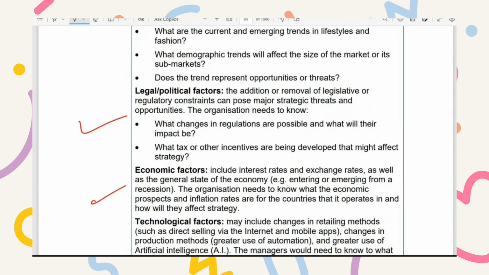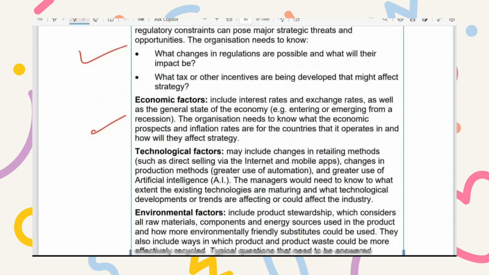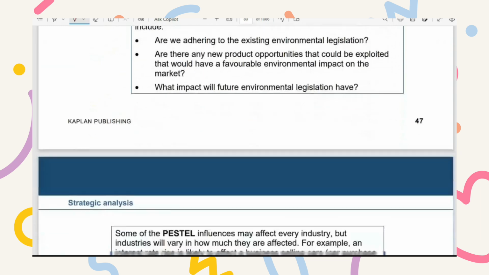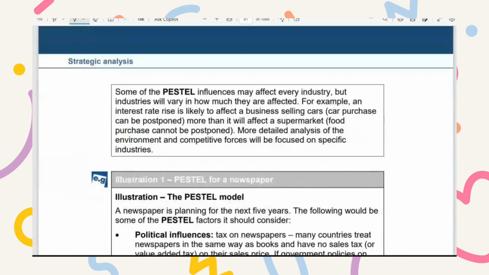Further PESTLE analyses are given. You just go through these very easy examples while reading, and they are very easy to understand. Technological factors, environmental factors are there, very easy, and there is no further explanation.